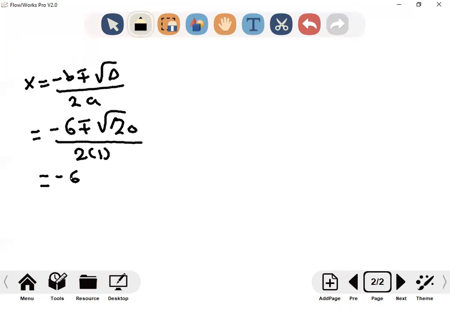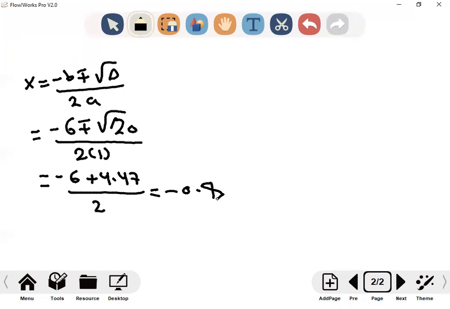4.47. So this is equal minus 6 plus, I will take it positive first, 4.47 divided by 2. Don't forget minus 6 plus 4, I mean minus 2 something over 2. It will be negative, right? This will be negative. Negative 0.76. Okay, I rounded it just to make it easy on me.